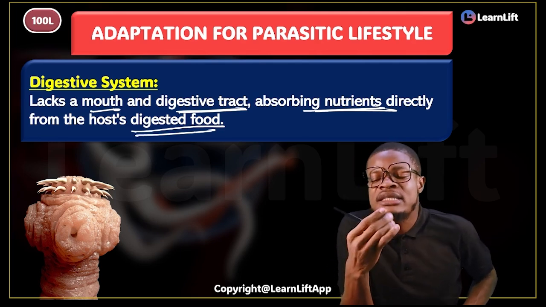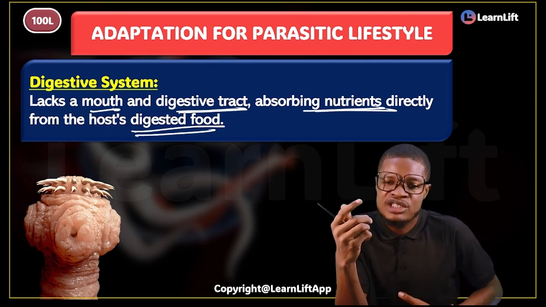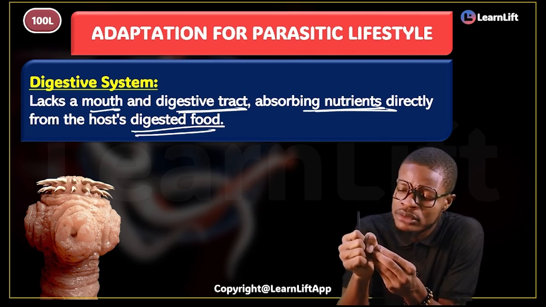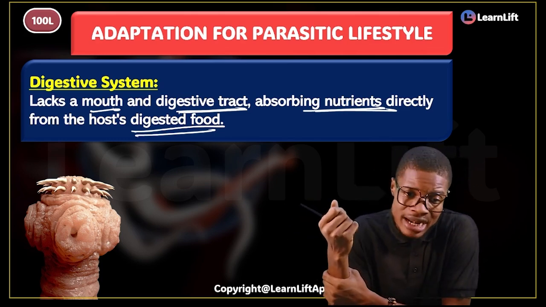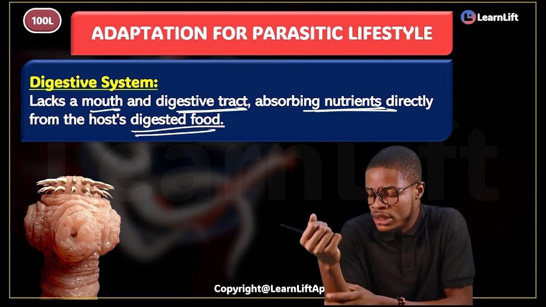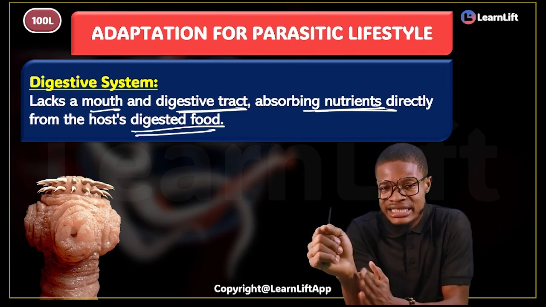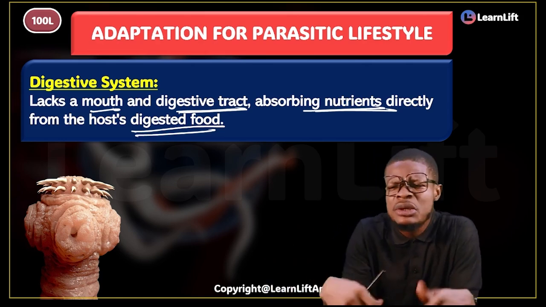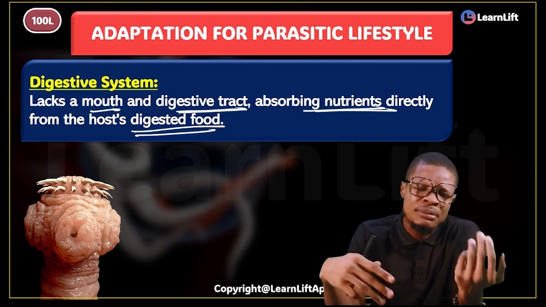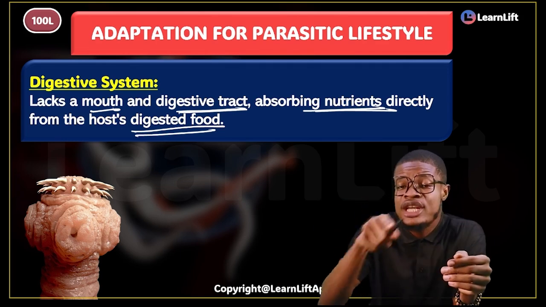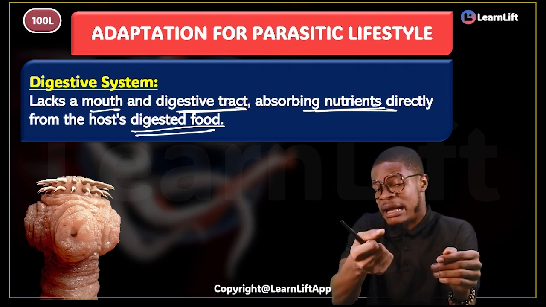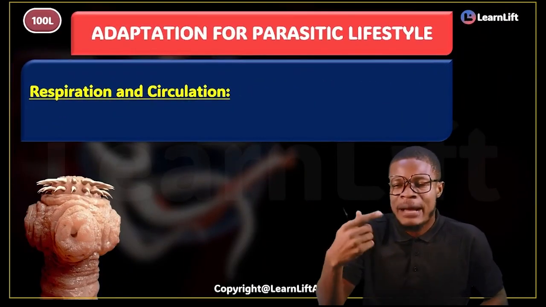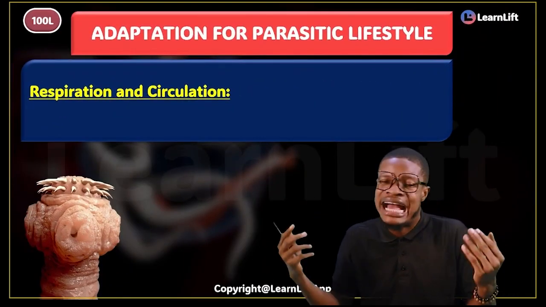Now follow me. Since they don't have a mouth and they don't have a digestive tract, and they are in your intestine where you have digested food present, what will happen? Their body has tegument, right? They will use their body to absorb the digested food directly, and then it will just diffuse into their body. So they don't need a mouth, they don't need a digestive system, because every food that they need is already in your digestive system, and they can tap it from there directly.